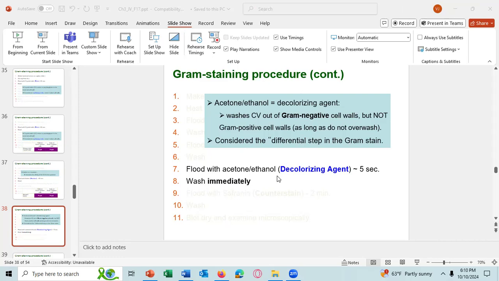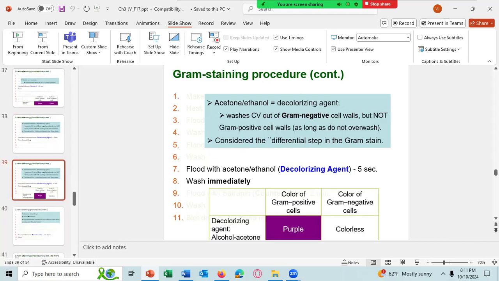Any question about any of that? So all the other steps, you don't need to wash the cells immediately, but on this one you do. After applying the decolorizing agent, if it's done correctly, the gram-positive cells will stain a purple color. The gram-negative cells will be colorless or unstained. And that's assuming you're applying the gram stain correctly.